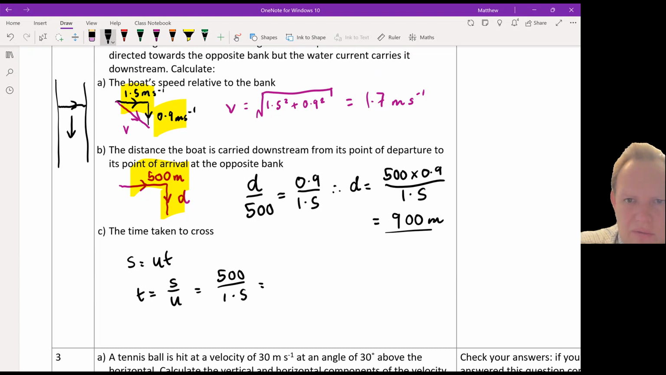Which is 330 seconds. If we write it to two significant figures, 330 seconds, we could also write 5.5 minutes.